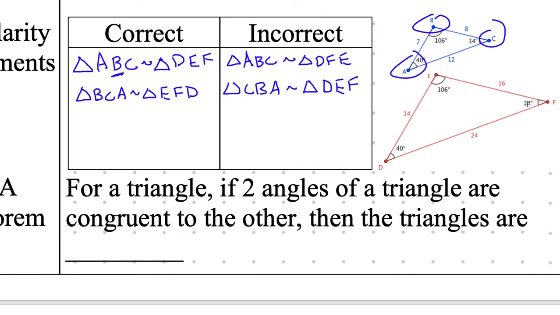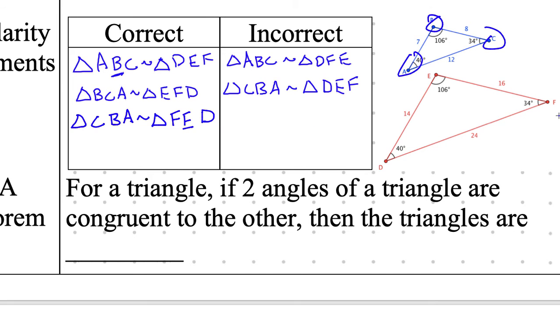You have it. Did anyone else want to give a similar statement before we move on? Andres? Is it going to be a correct or an incorrect one? Correct. Triangle CBA is similar to triangle FED. CBA is similar to triangle, say again? FED. So CBA, FED. Yeah, that one is correct. Thank you. Anyone else want to give it a shot as well?